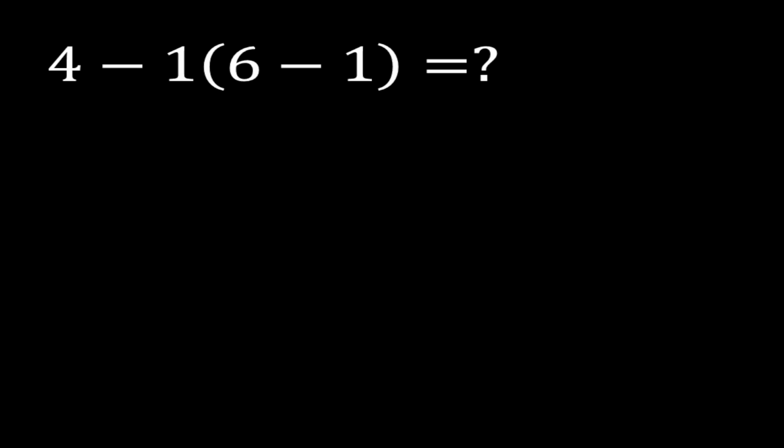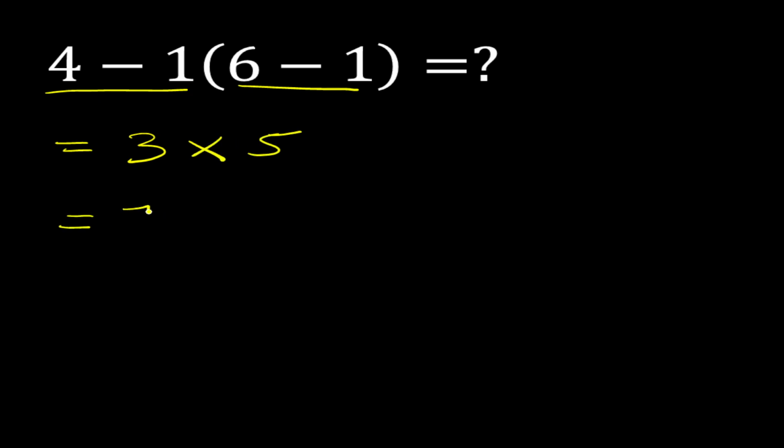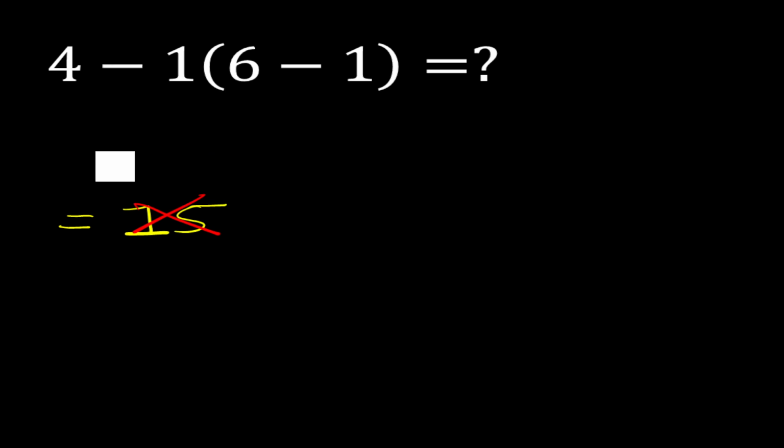So most people solve this question like 4 minus 1 is equal to 3. Then 6 minus 1 is equal to 5. Now 3 multiply 5 is equal to 15. Right? But this answer is not correct. This answer is completely wrong. So now let's solve this problem correctly by using the PEMDAS rule.